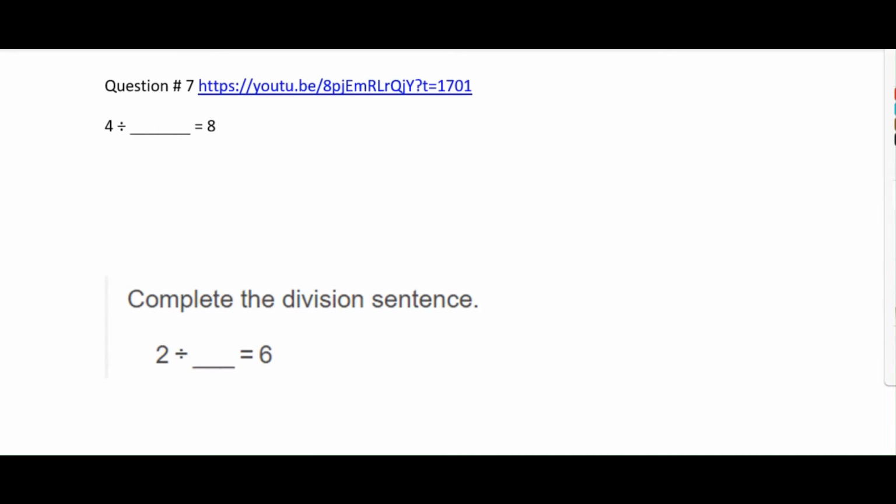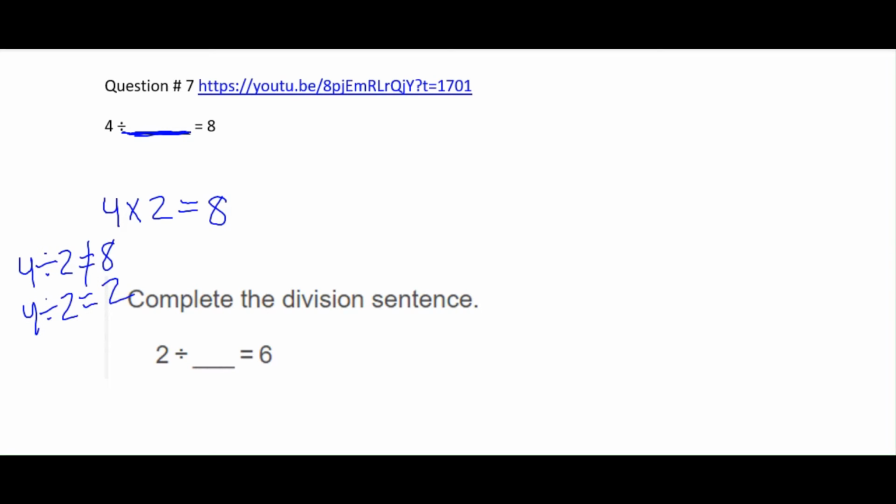Number 7, we want to complete the equation. So we're missing a value here. We are missing a value and we want to know what is that value. So I hope everyone is already saying, I know it's not 2. And the reason we know it's not 2 is because 4 times 2 equals 8. If you pick 2, you are just being really lazy because I'm sure you should know that 4 divided by 2 is not equal to 8, but 4 divided by 2 is equal to the number 2. How many groups of 2 are in 4? There are 2 groups of 2 in 4, not 8. So this one is incorrect.